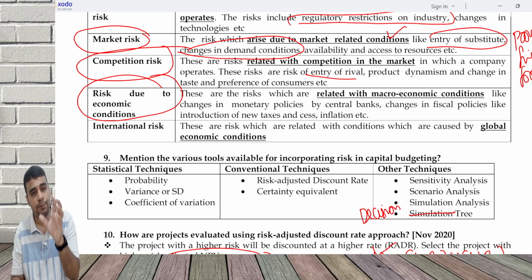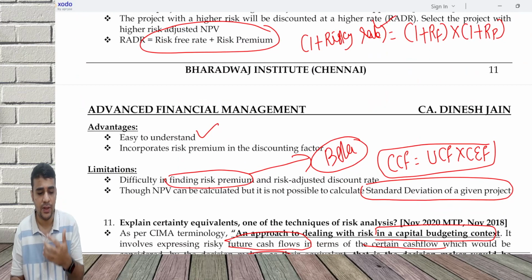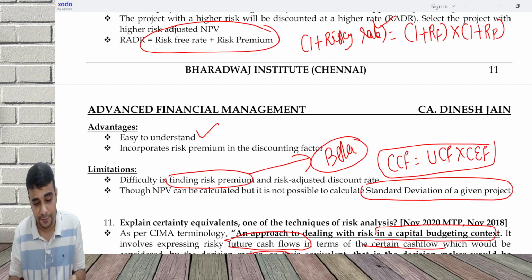How do you evaluate a project using RADR? RADR is the normal discount rate plus the risk premium. Easy to understand, simple to compute. But the problem with this approach is the difficulty in identifying what the risk premium should be, and it cannot be used to compute standard deviation. I don't see both as a major issue.